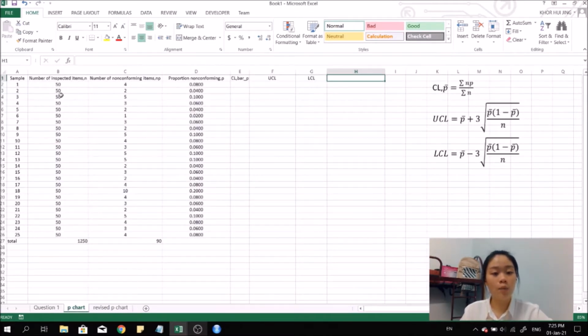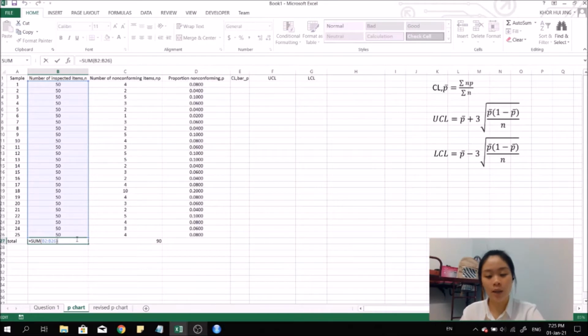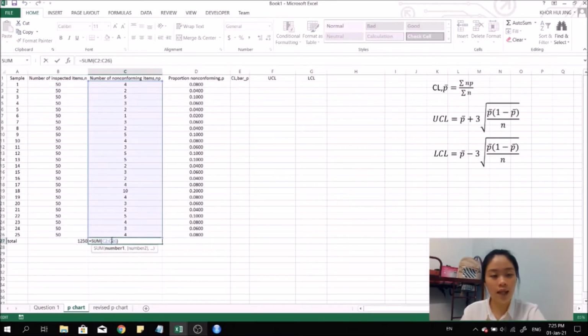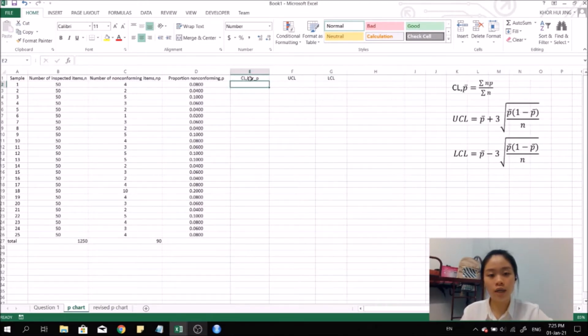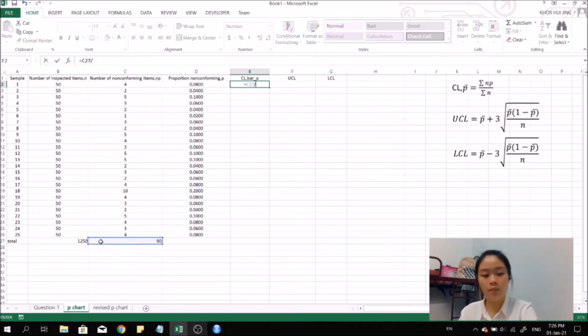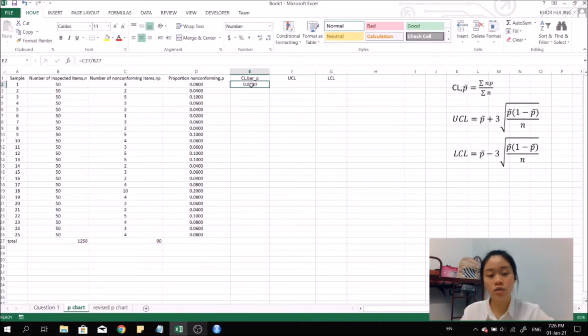Okay, so I copy all the data from the table just now. This is the sum of the N, number of inspected items, and this is the sum of the NP, number of non-conforming items. So we need to calculate the lower control limit and upper control limit to plot our P chart. The formula is over at the right hand side here. The center line is also called bar P, equal to the total of NP divided by the total of N. So it is equal to 0.072.